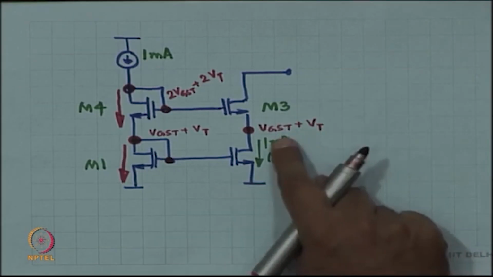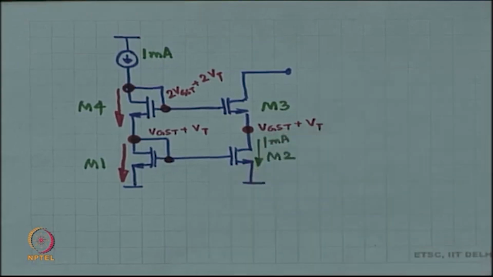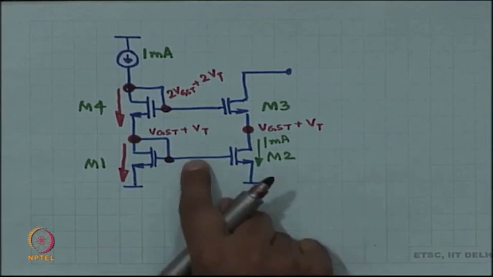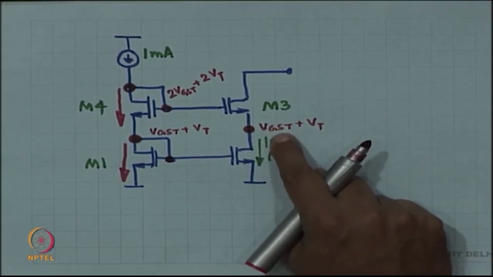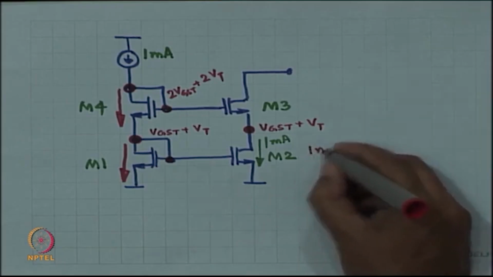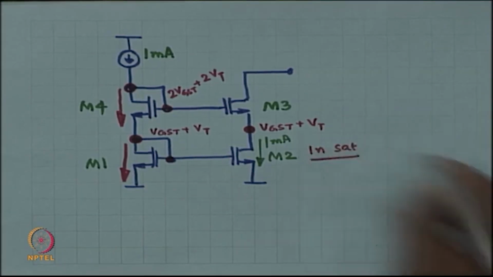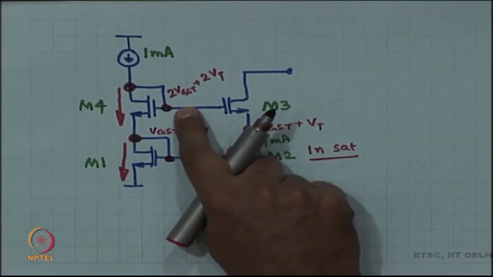Fantastic, right? VGST plus VT. What does this mean? Is M2 in saturation or not? M2 is in saturation. Why? Because drain to source voltage is equal to VGST plus VT, which is certainly more than VGST. So, M2 is certainly in saturation, guaranteed to be in saturation.